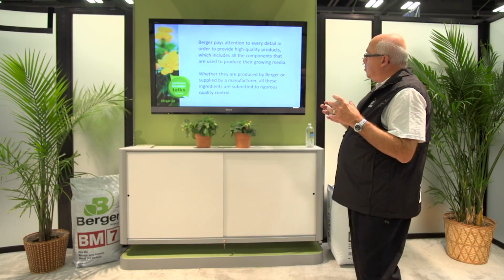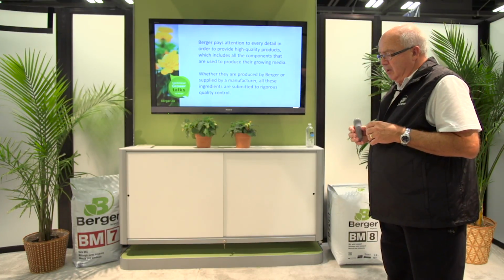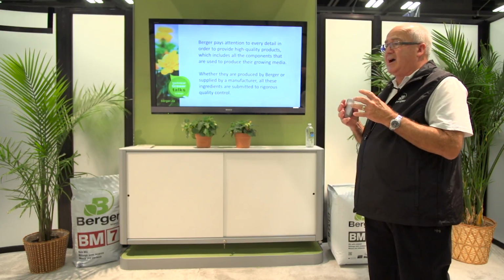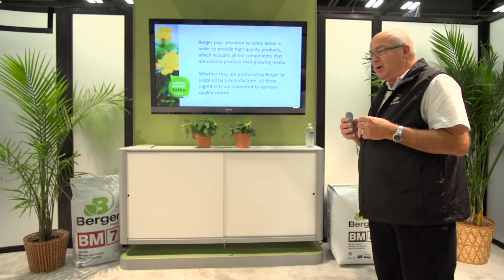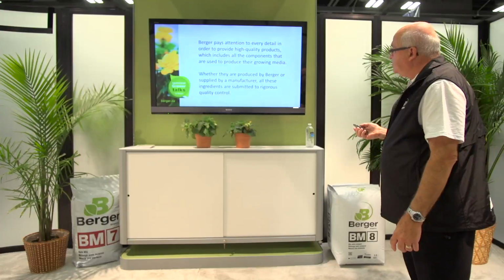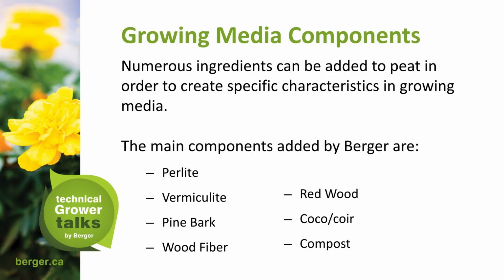And so we do go through a rigorous quality control to make sure that each component will interface well with the other to form aggregates, which in turn create the pores for water and for aeration. Growing media components. Numerous ingredients can be added to peat in order to create a specific characteristic in a growing media. The main components added by Berger are perlite, vermiculite, pine bark, wood fiber, redwood, cocoa coir, compost.